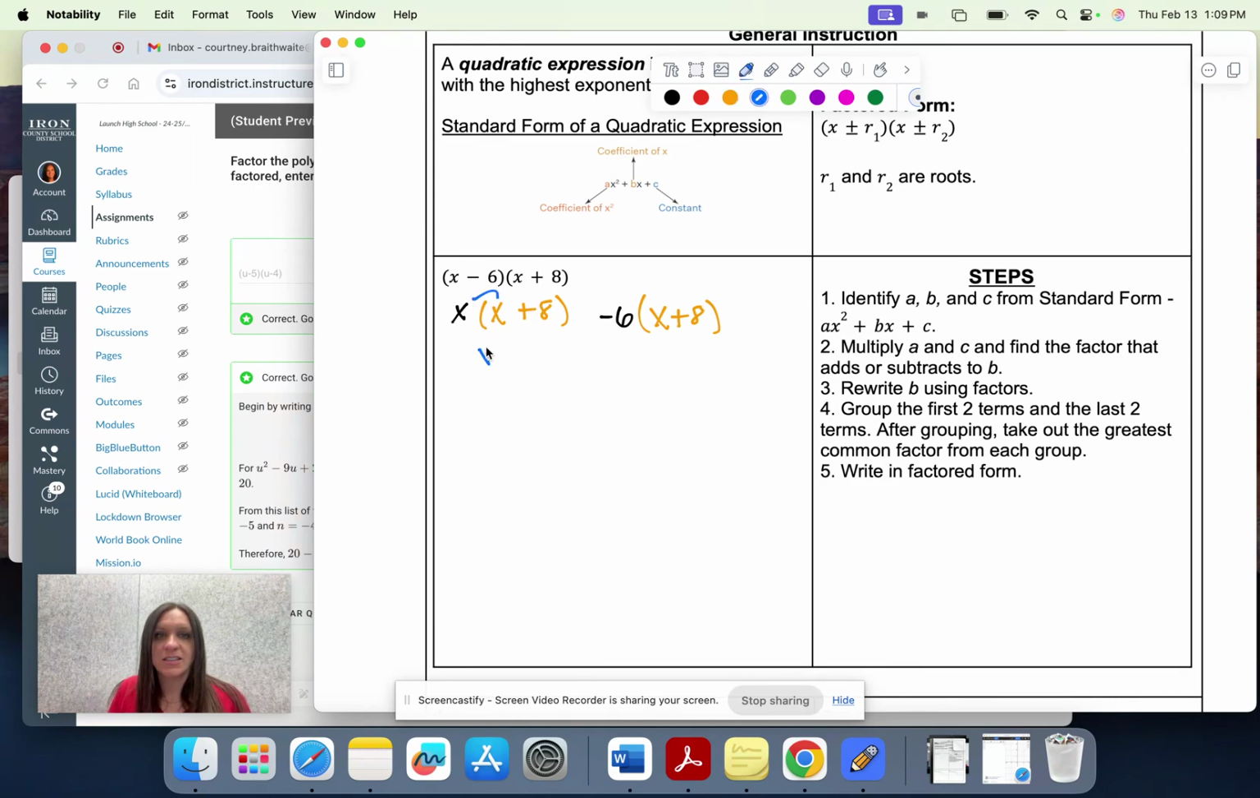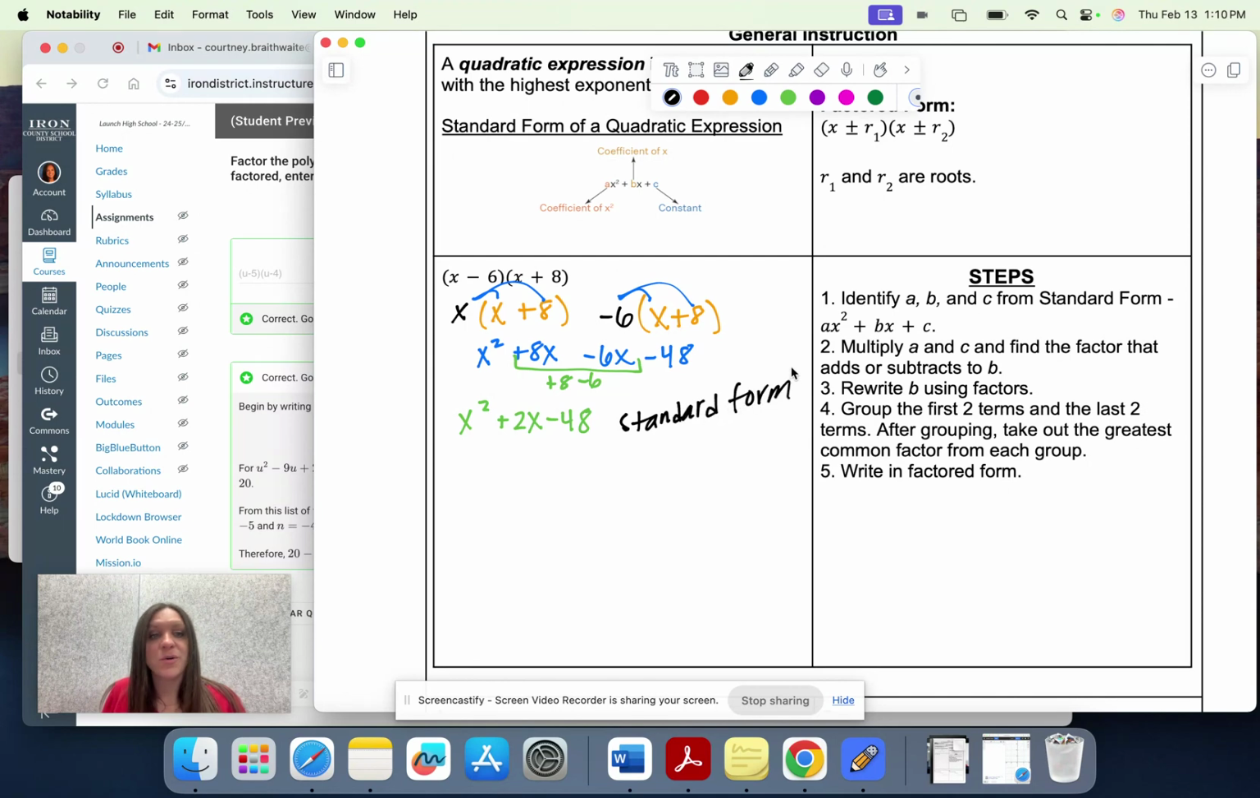So x times x is x squared. X times 8 is 8x. Negative 6x. Negative 6 times 8 is negative 48. And then you would combine these middle two. So positive 8 minus 6 is 2. So x squared plus 2x minus 48. This is called standard form.